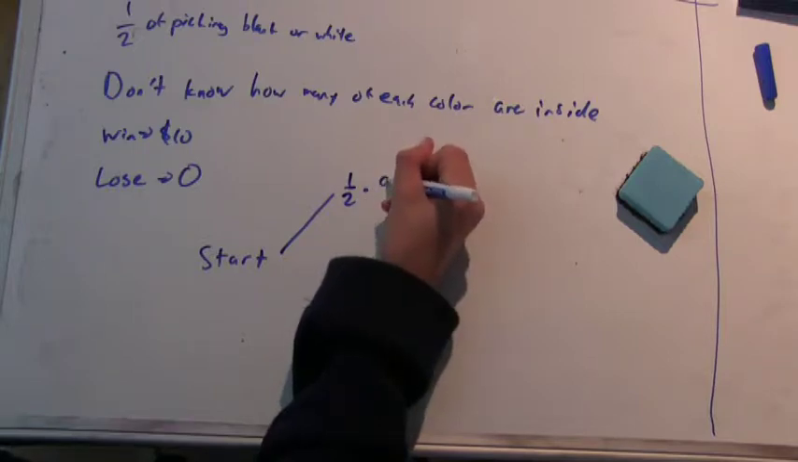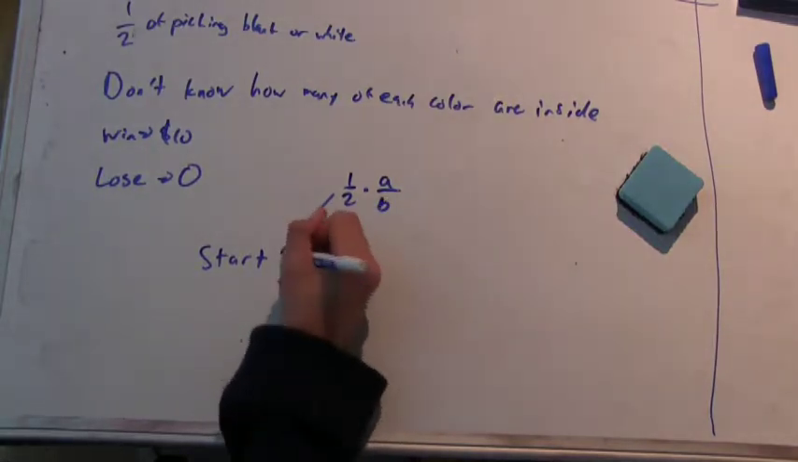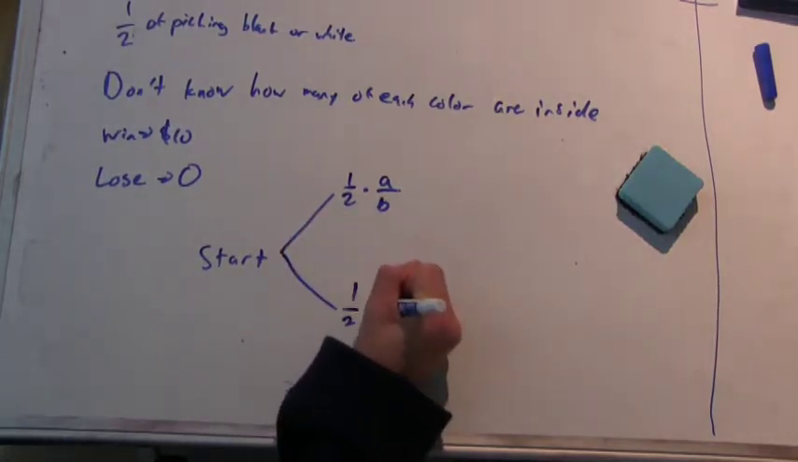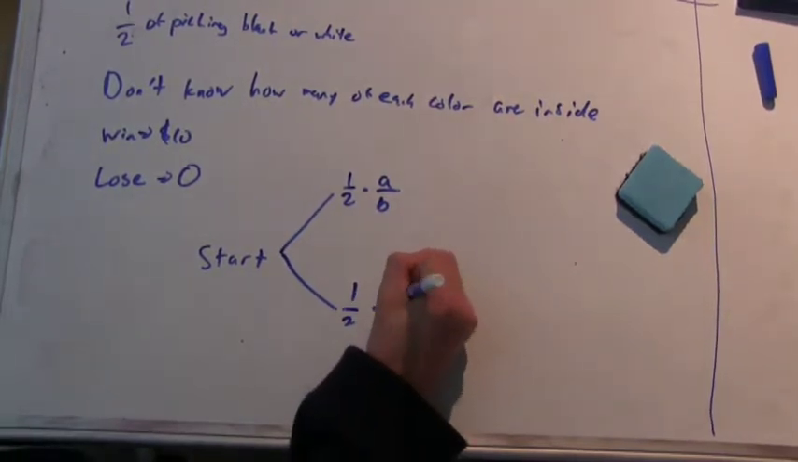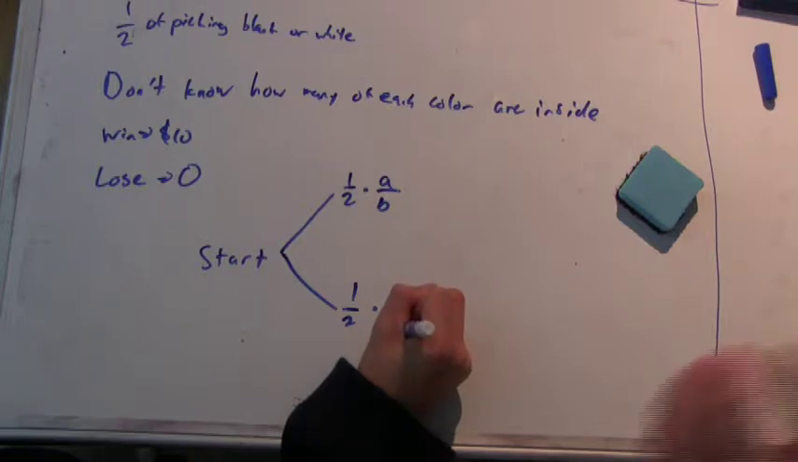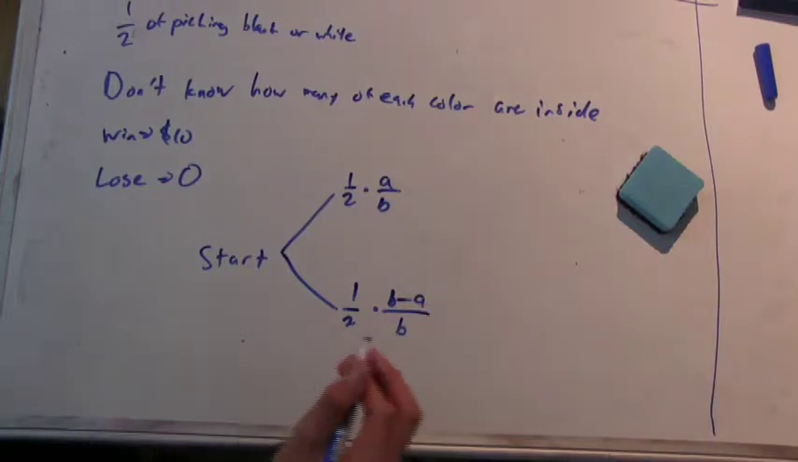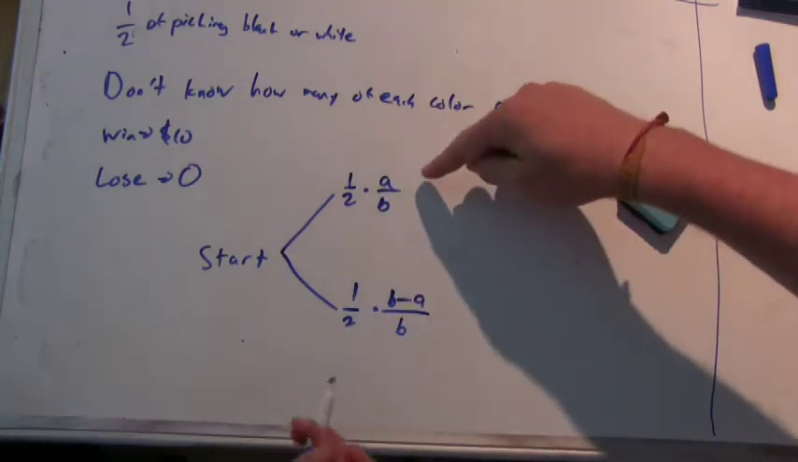it's gonna be like A over B. We don't know how many of each. Okay, yeah. Then 1/2 times B minus A over B. Okay. Nice. Okay, so we could say this is black. Right. And this is white.